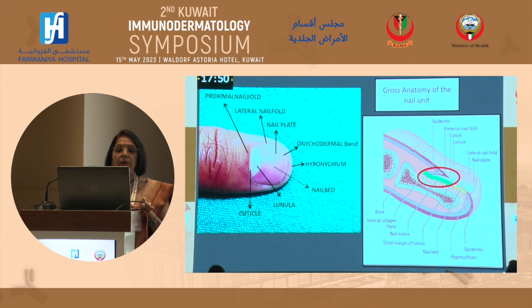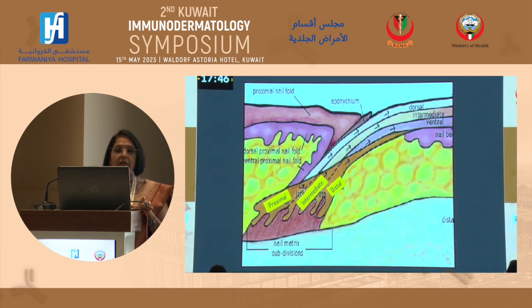I will also like to highlight that there are 3 parts of the nail matrix: proximal, intermediate, and distal, which form 3 parts of the nail plate. The top third part is the dorsal nail plate, then intermediate, and ventral. So we should remember that the ventral part of the nail plate is also contributed by the nail bed.